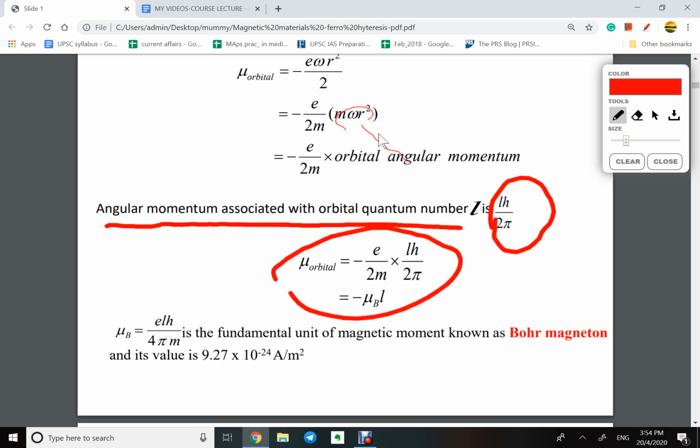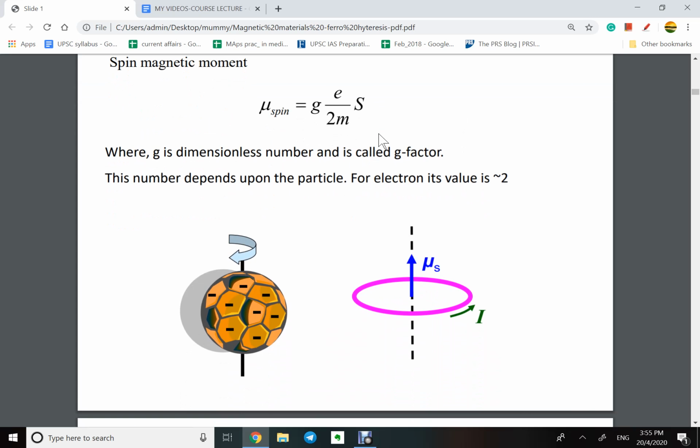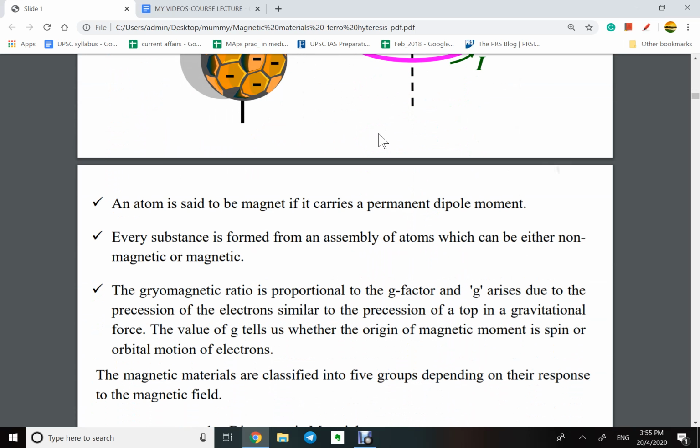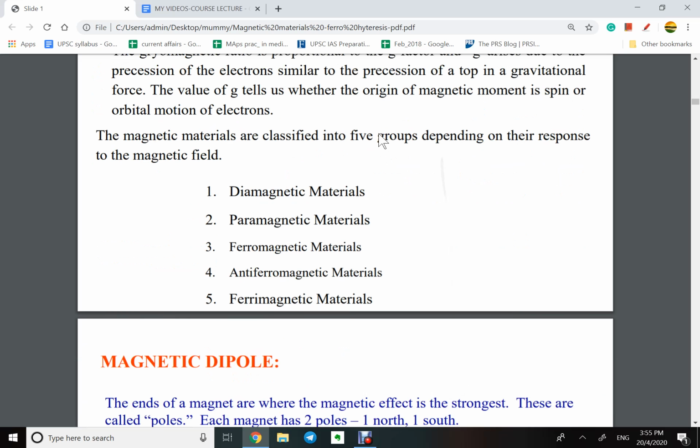If you substitute here, we get this equation. Finally we get like this. Here mu B is the Bohr magneton, which is given by this value. Now we'll go to the next slide about spin magnetic moment. Similarly we get a spin magnetic moment. So based upon this magnetic moment, we get different types of magnetic materials. About this we'll see next.